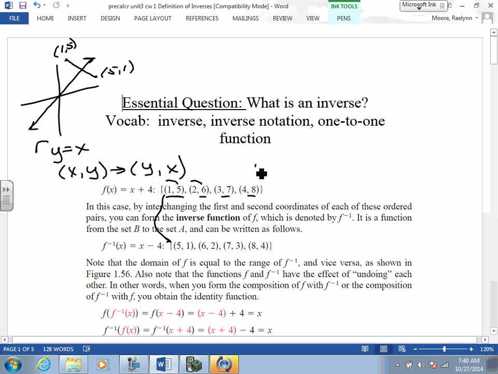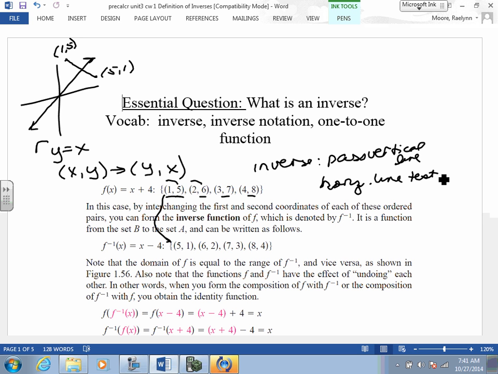Because to have an inverse, you have to pass a vertical line test on your original function, where every x has one and only one y, and you have to pass a horizontal line test, where every y has only one x assigned to it. So it's got to have both of those to be able to do this.